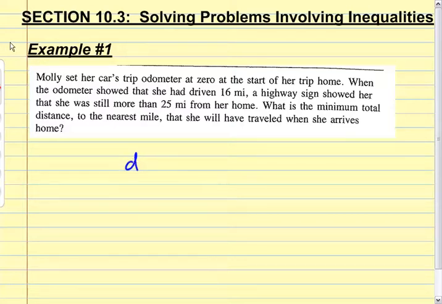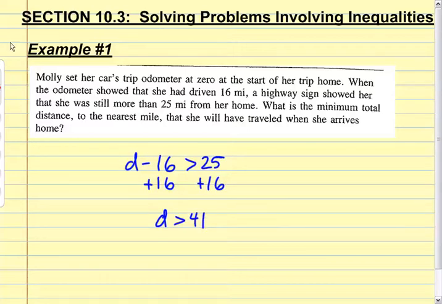Okay? Now, she's already driven 16 miles of it, so I'm going to take 16 miles off the distance that she needs to drive. And this sign tells me that I still have more than 25 miles to go. So after I had driven 16, so minus 16, I still have more than 25 miles to go. All right? Now let's solve this to find out the total distance. I want to get D by itself. So if I add 16 to both sides, that's going to give me D is greater than 41.